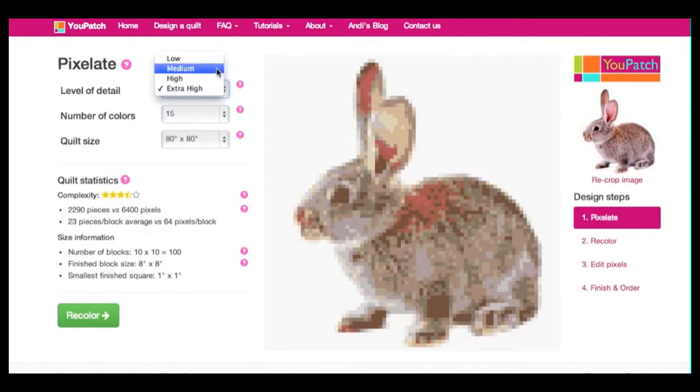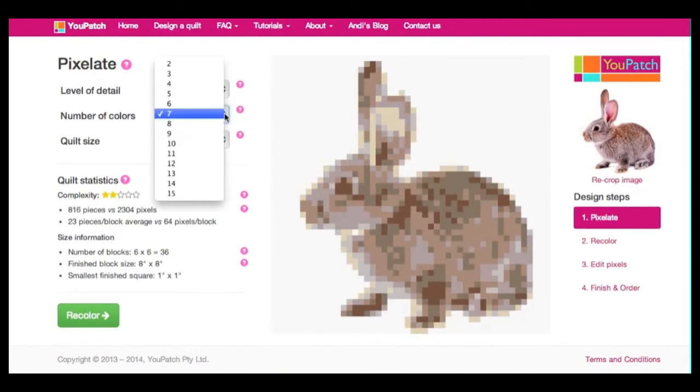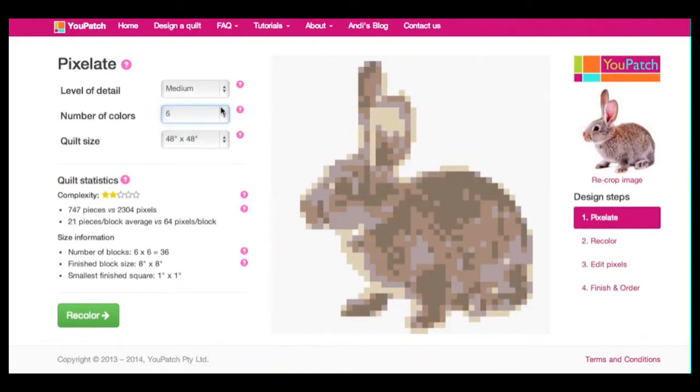I think I'm going to go with the medium level of detail in this bunny, but the colours we might go somewhere in the middle, I think, maybe 8 colours, or maybe a few less than that, 7, yeah, maybe 6, maybe 5. No, we've lost the eyes there at 5, so I think I'll stick with 6. We're down to a 2-star level complexity and a manageable number of pieces for me.